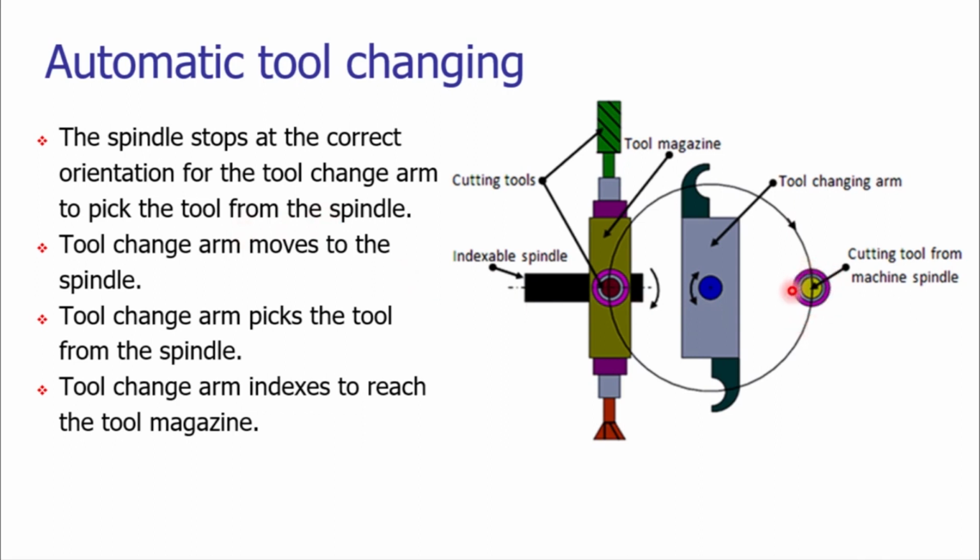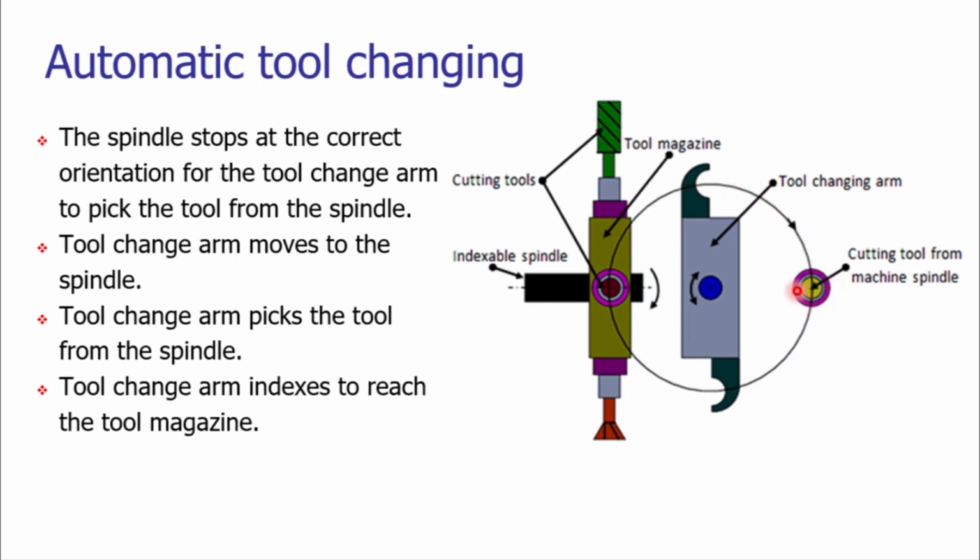Proper orientation of the cutting tool in the machine spindle. There is pickup of the tool that is to be replaced from the machine spindle, with swiveling of the arm to collect the tool from the spindle. So we have to move in a clockwise direction to get the cutting tool. The tool arm is moving in this direction. It will collect the cutting tool from the machine spindle.